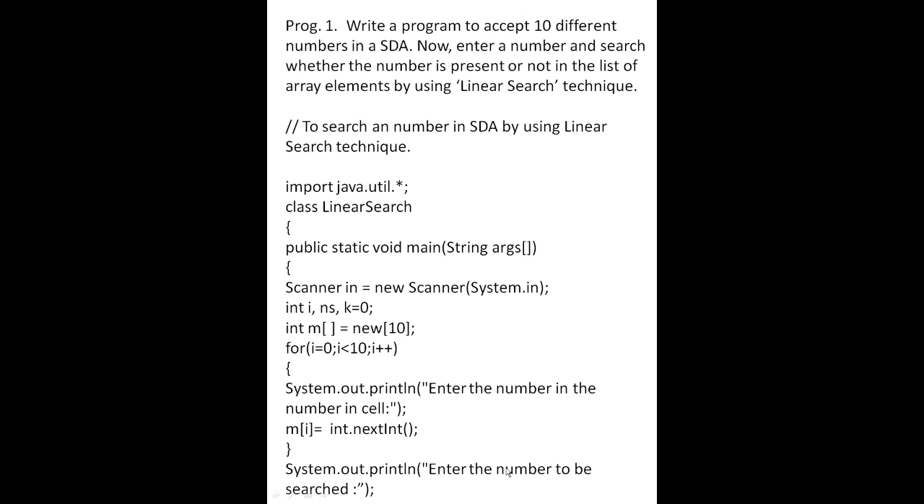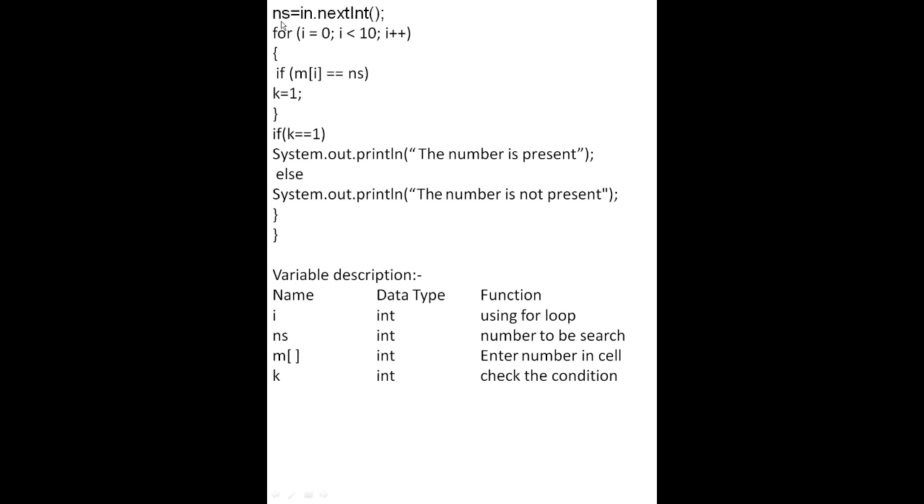Now we will write the number which will be searched. System.out.println, enter the number to be searched. Now we will write the data type of that number, ns is equal to in.nextInt. Then we will write the loop for searching that number. i started from 0, i less than 10, i plus plus. Then curly bracket start. If the number is found, means if m[i] is equal to number search, then k becomes 1.